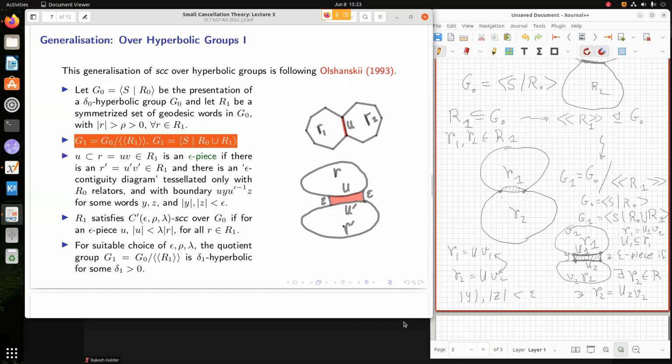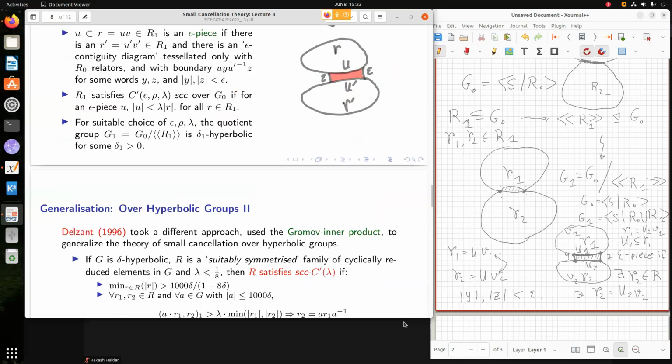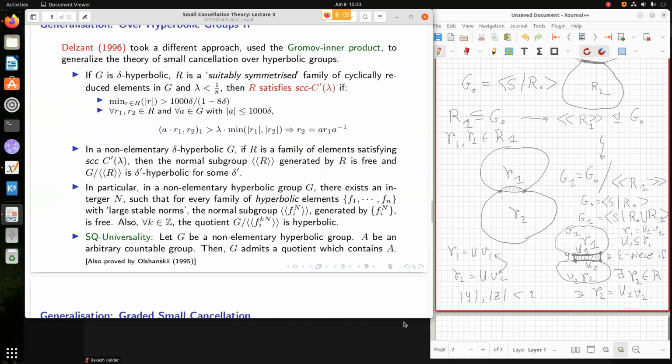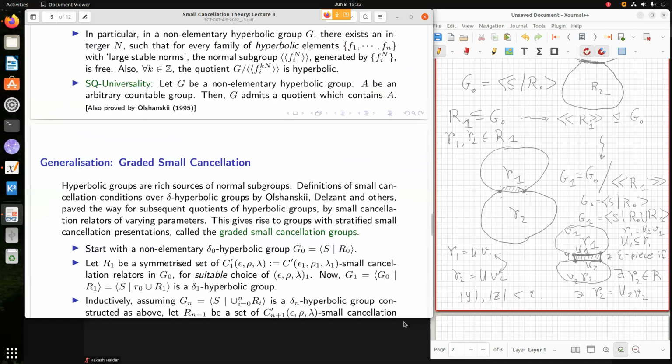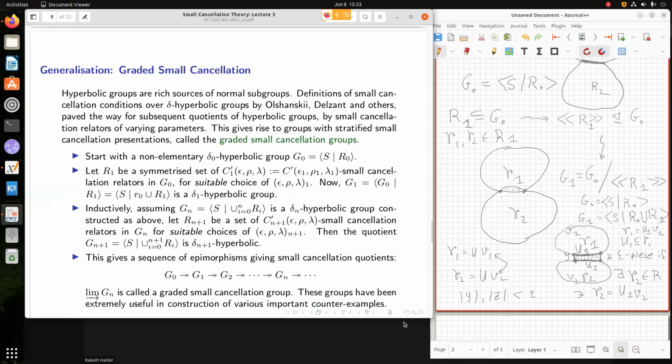I'm not going into the proof of Olshansky's result, how he actually proved that the group is hyperbolic. Instead, I will come back to the generalization done by Delzant after a while, maybe if I have time. Otherwise, I'll do that in the next class.